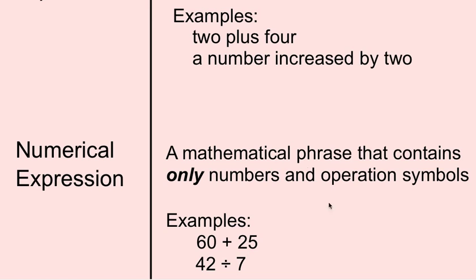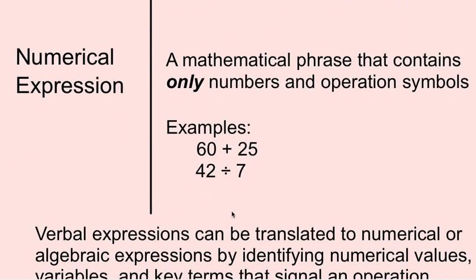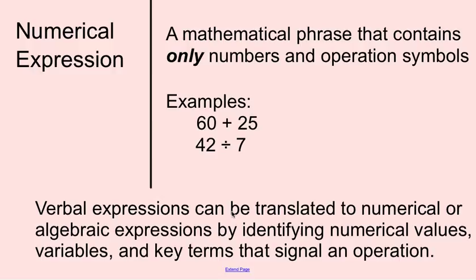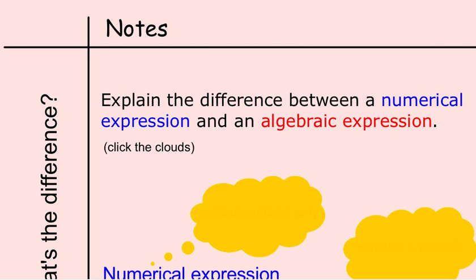A numerical expression takes these verbal expressions and actually puts them into numbers instead. So here is a numerical expression, 60 plus 25, written only in numerics, numbers. 42 divided by 7, same idea. Verbal expressions can be translated into numerical expressions, and that's what your job is going to be. This lesson is called Writing Expressions, and you are going to take verbal expressions and turn them into numeric, and numeric and turn them into verbal. Why don't we move forward and try some of these?